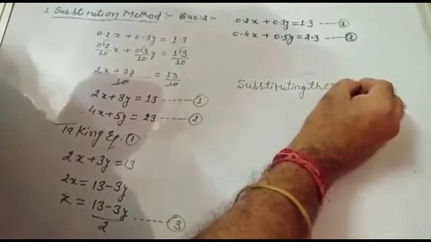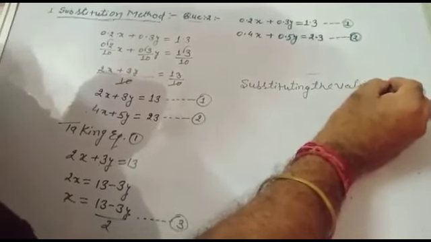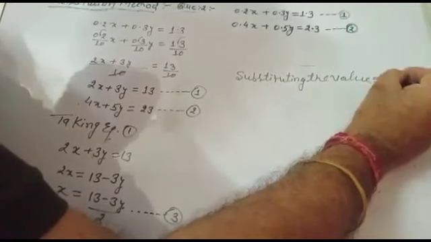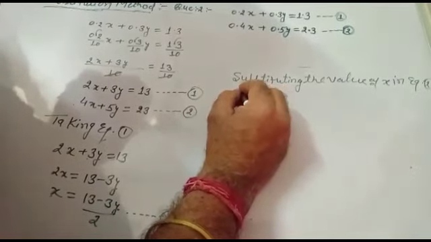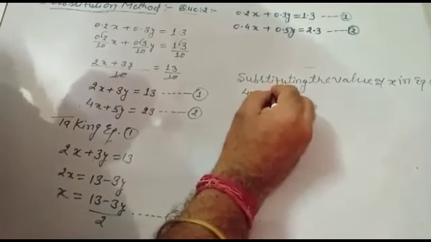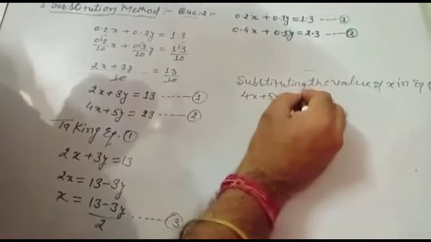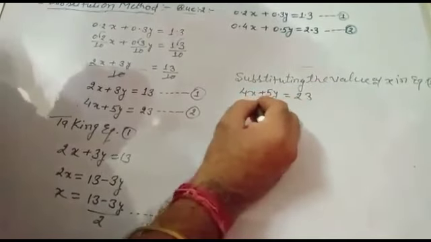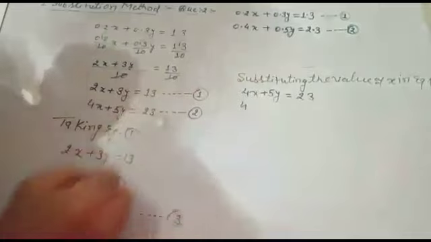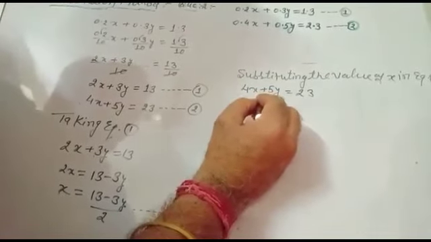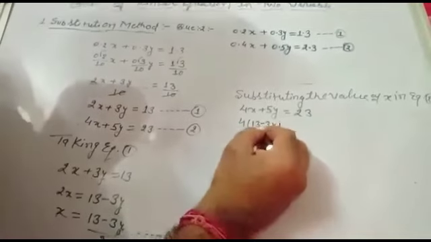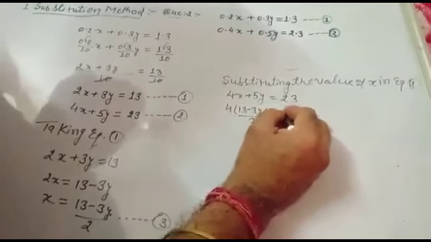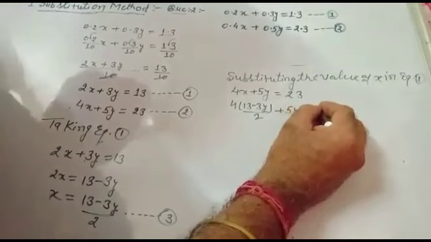Value of x in equation second. Equation second is 4x plus 5y equals 23. Putting the value of x equals 13 minus 3y upon 2, plus 5y as it is, equals 23.